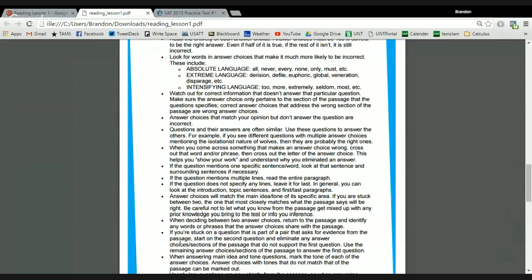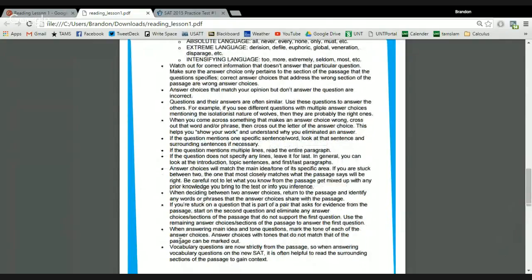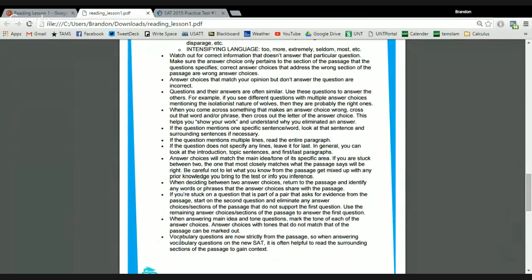Okay. When answering main idea and tone questions, mark the tone of each line. Answer choices with tones that do not match the passage can be marked out. This is again with the tone. If you know the main idea, you should be able to know the tone and mark out a few answer choices based on that. Last one.